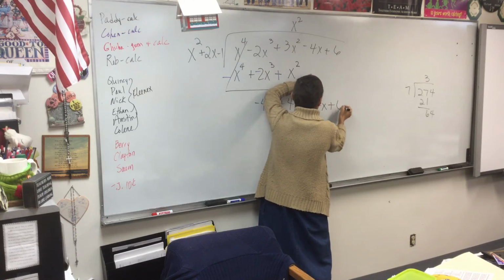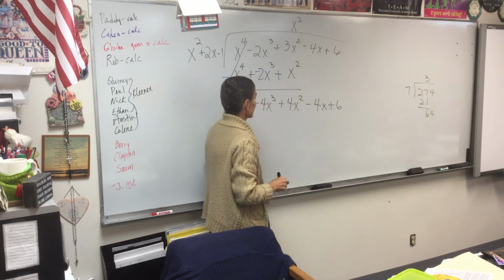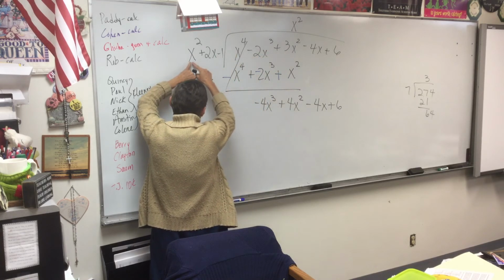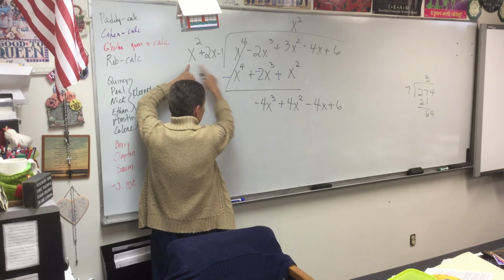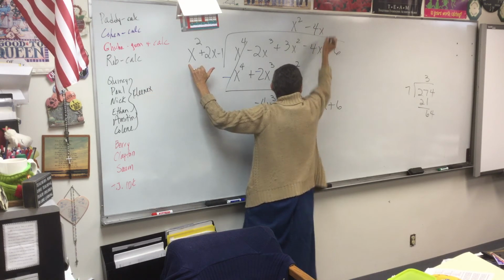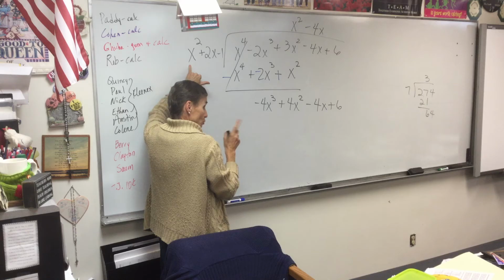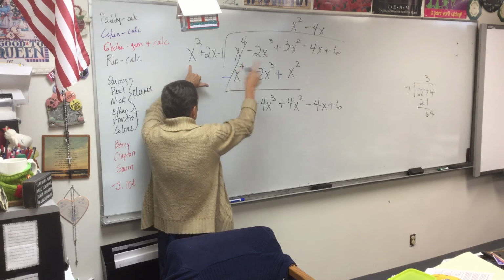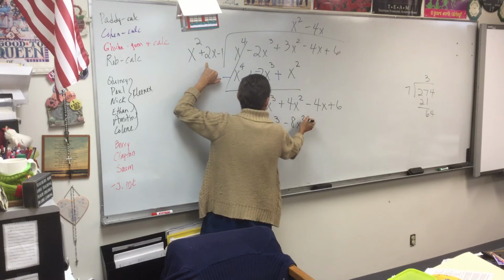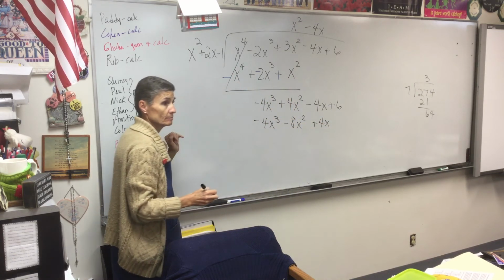If you want, you can bring it all down. It doesn't matter. Now I start over again. What am I going to put up there? So when I times it by x squared, I'll get negative 4x cubed. No, I want them to match. They got to match exactly because I'm going to subtract them. So I get negative 4x cubed, negative 8x squared, and positive 4x. Everybody still with me? Yeah.